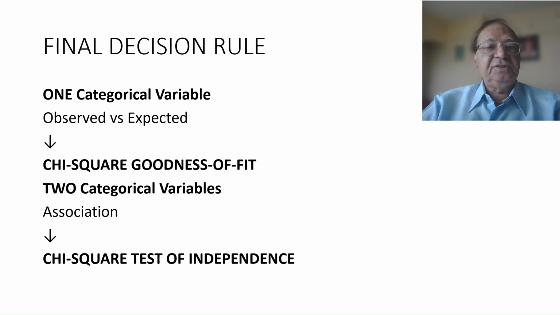Let us finish with the decision rule. If you have one categorical variable and want to compare observed frequencies with expected frequencies, use the chi-square goodness of fit test. If you have two categorical variables and want to examine association, use the chi-square test of independence. If you remember this simple distinction, you will never confuse the two tests.